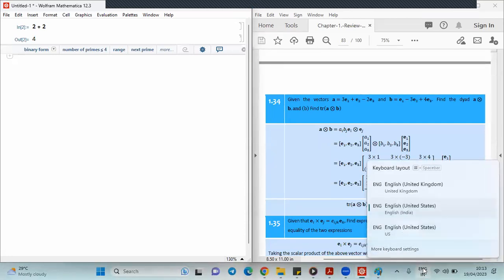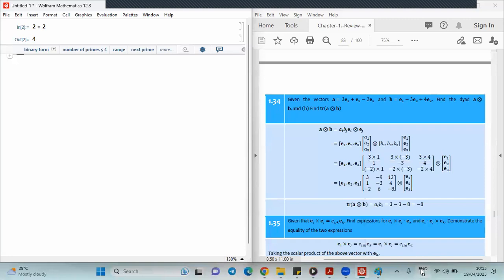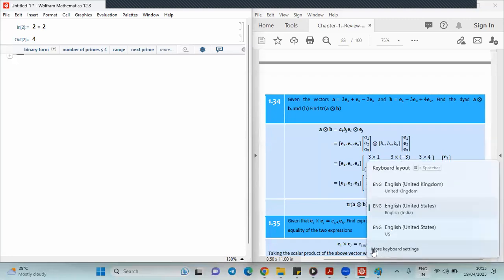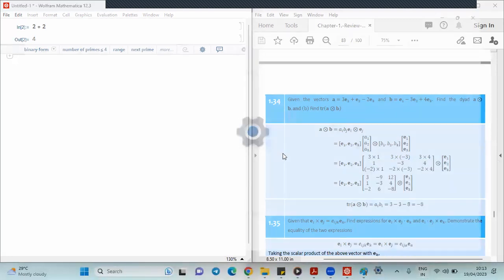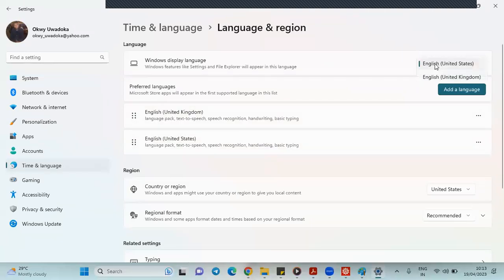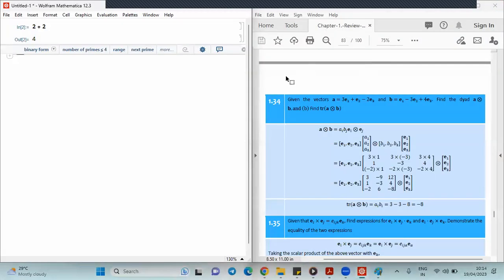You can always find this English symbol here and then click on more keyboard settings to get the layout you want. So here you have United States, United Kingdom. You can add the language. I would advise you add India. That's the one that works for me.